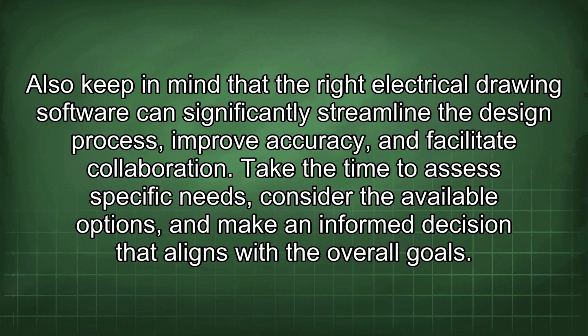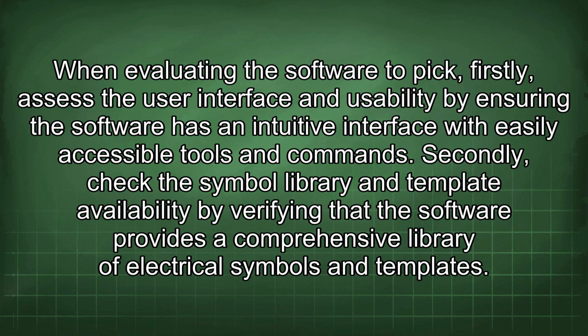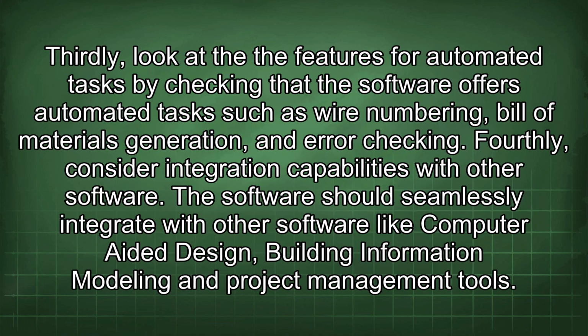When evaluating the software to pick, firstly, assess the user interface and usability by ensuring the software has an intuitive interface with easily accessible tools and commands. Secondly, check the symbol library and template availability by verifying that the software provides a comprehensive library of electrical symbols and templates. Thirdly, look at the features for automated tasks by checking that the software offers automated tasks such as wire numbering, bill of materials generation, and error checking.